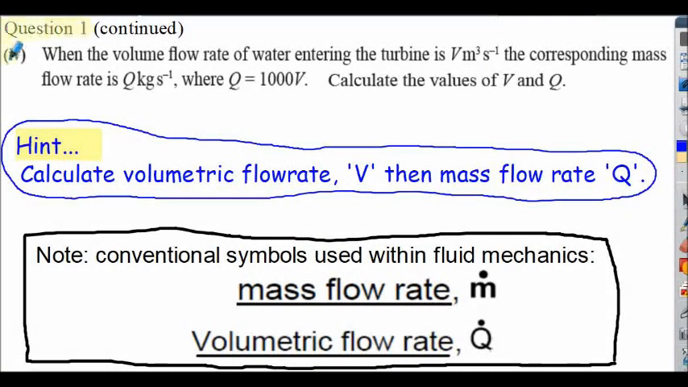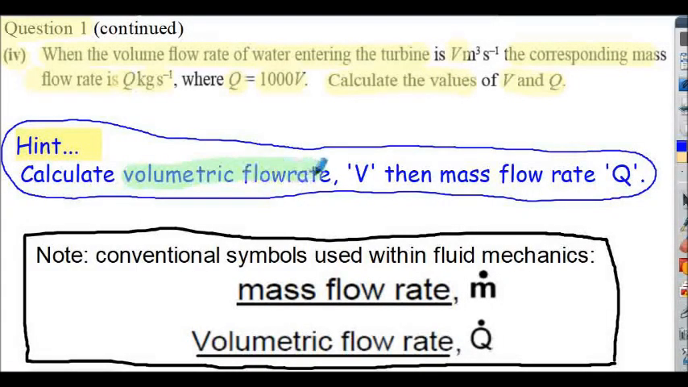Here's question 1, part 4. We're informed that when the volume flow rate of water entering the turbine is capital V, meters cubed per second, the corresponding mass flow rate, symbol Q, in kilograms per second, is calculated from Q is equal to 1000 V. We've got to calculate the values of V and Q. So just as a hint here, note that the volumetric flow rate in the question is stated as capital V, and the mass flow rate is capital Q.